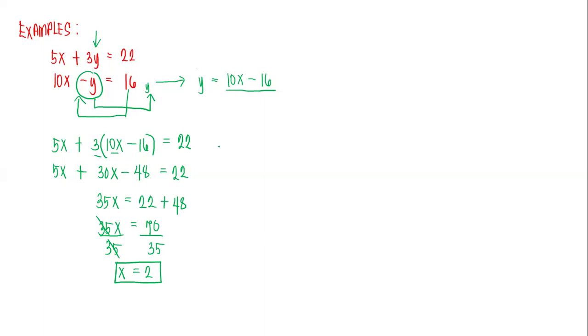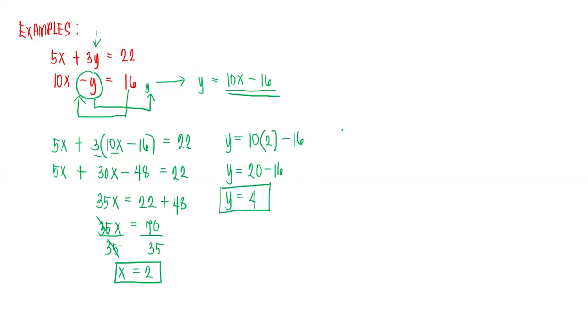And then if we're going to find your y, use this equation: y equals 10 times x. You already have the value of x, which is 2. So 10 times 2 minus 16. Okay, so y is equal to 20 minus 16, so y is equal to 4.